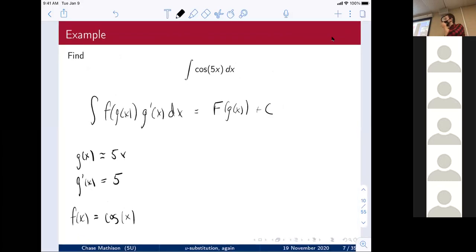Cosine of x. Something I've noticed is some people say cosine times x. No, cosine is a function. It's cosine of x. You didn't say this just now. I'm just saying, cosine is a function. Cosine of x.